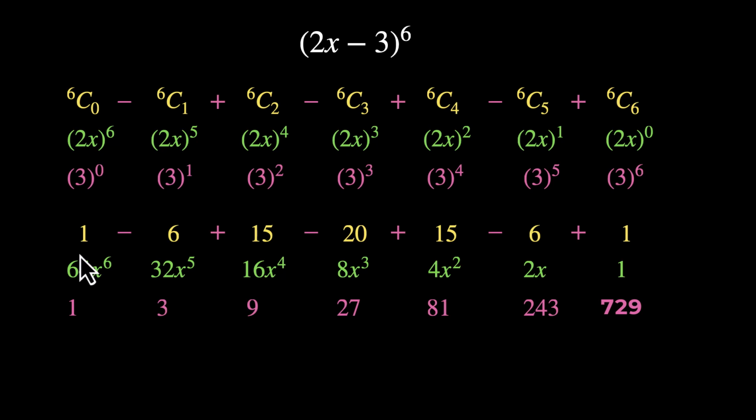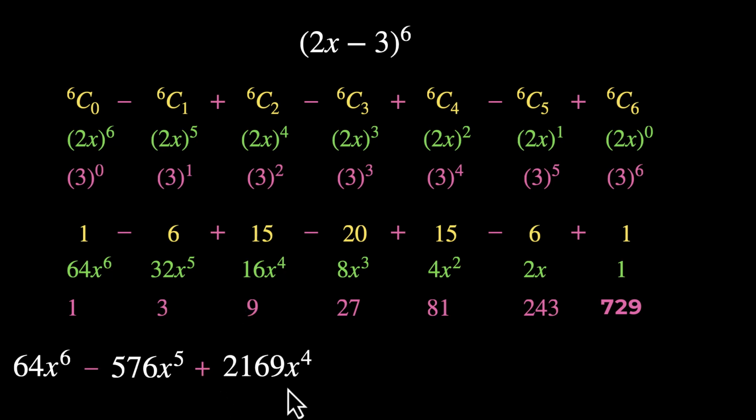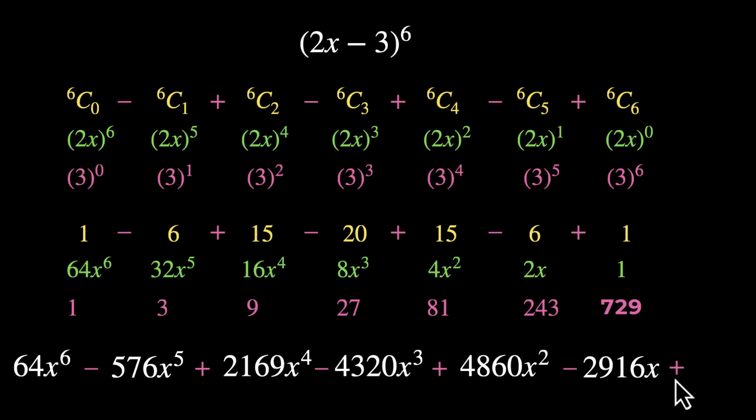The first term is 1 times 1 times 64x to the power 6. So that's our first term. Then we have a minus. Multiplying these three will give us 576x to the power 5. Then we have plus something, then minus something, then plus, then minus, and then finally plus. You can check your answer, check your calculations. This is how you solve a plus b to the power n and a minus b to the power n.